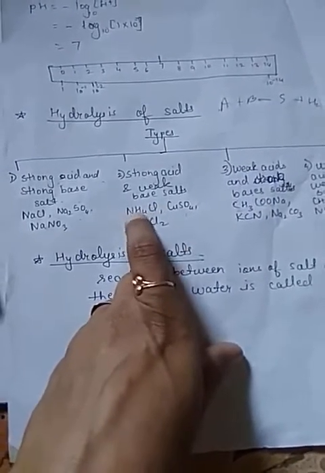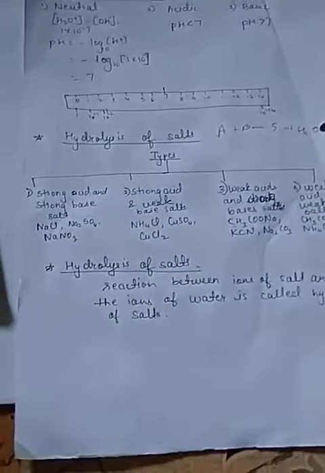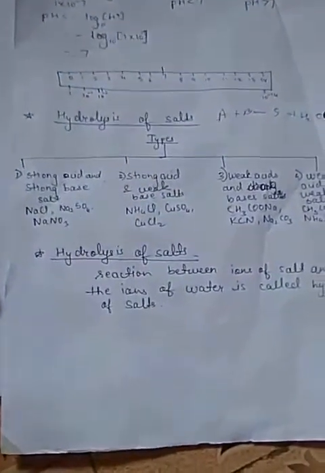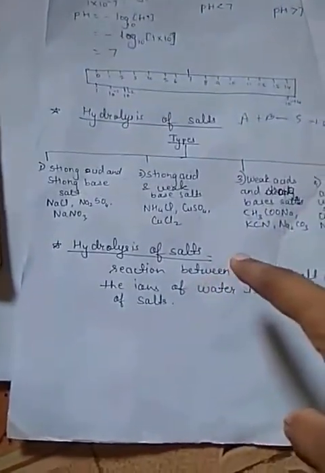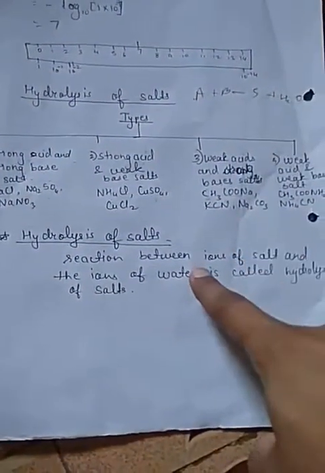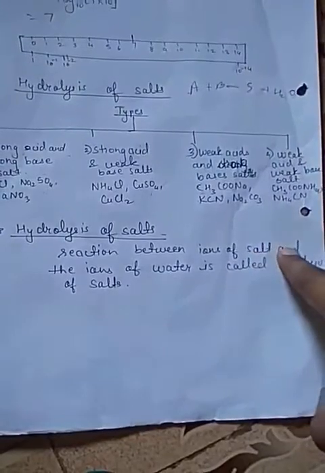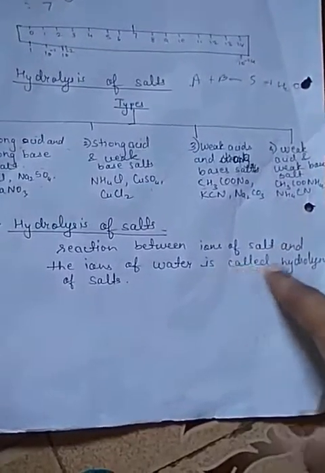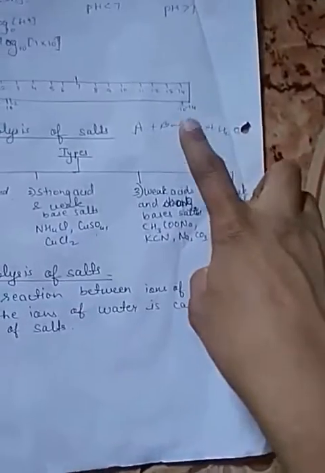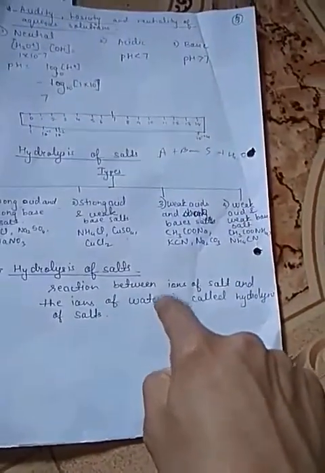So when NH4OH and HCl combine, they give this salt, that is NH4Cl, which is a salt of strong acid and weak base. So this was about hydrolysis. What is hydrolysis? It is a reaction in which the ions of a dissolved salt react with water. So when salt reacts with water, it gives acid and base. That reaction is known as hydrolysis of salt.